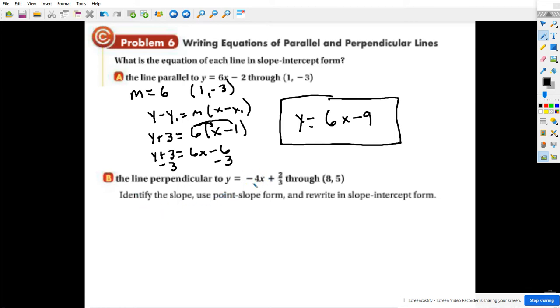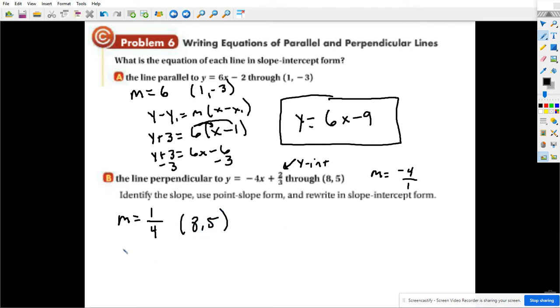Okay, so part B: perpendicular to y equals negative 4x plus 2 over 3. I really like the way this problem is written because this is my y-intercept. This has nothing to do with the slope. So what is the slope that's given? Slope is negative 4. If I write it as negative 4 over 1, it's really easy to see that the opposite reciprocal for a perpendicular line would be: opposite is positive, and then the reciprocal would be 1 over 4. Then it goes through the point 8 comma 5.